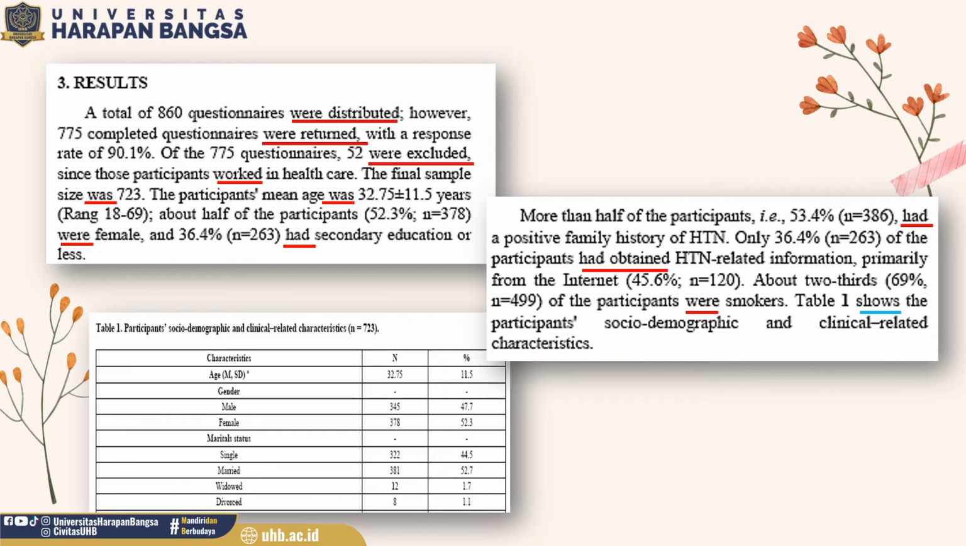Look at the example. As you can see, the red lines show simple past tense and the blue lines show simple present tense. And here we have the example of a table.